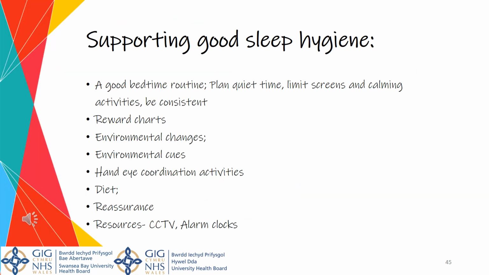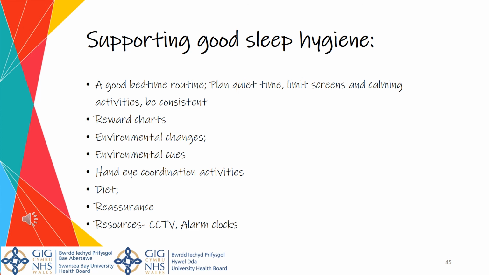To support a good night's sleep and sleep hygiene, we would recommend a good bedtime routine in place, so planning quiet time, limiting screens, and introducing calming activities. Reward charts might be helpful for parents to use at home. Environmental changes to the bedroom. This might mean removing toys or any clutter, checking if the child's bed is comfortable enough, as well as listening out for any noises that might be disrupting them.